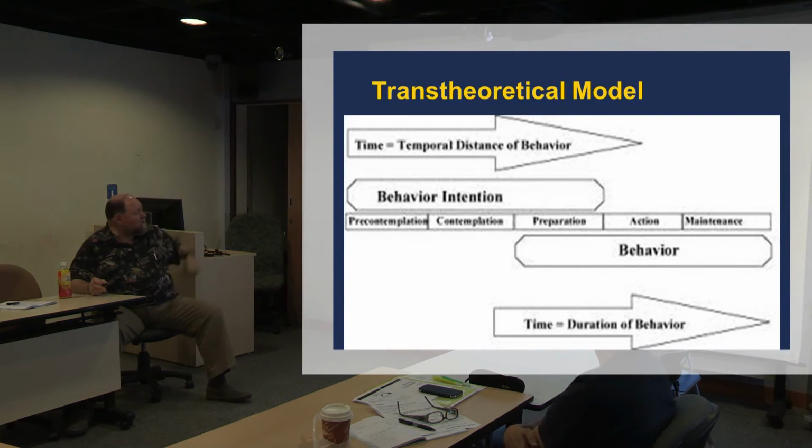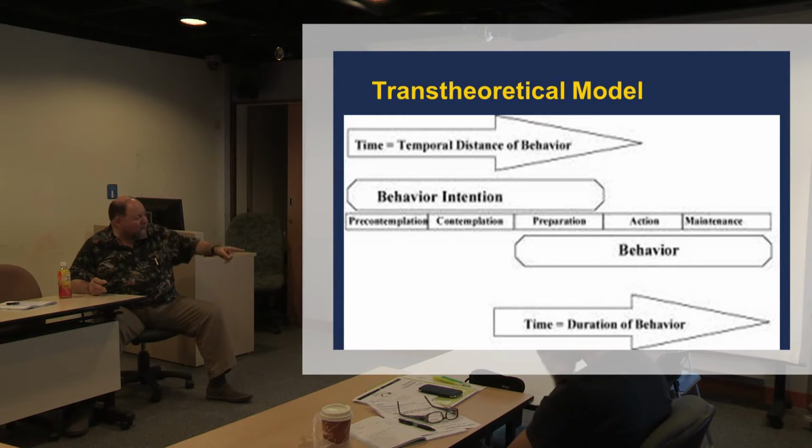So here's the picture of the model. The temporal dimension, it's over time. Behavioral intention, where are you on the 5-point scale? You left out the relapse here. And then how that's going to influence your behavior. So if you can move people in this direction, then you're going to be able to change your behavior over time.